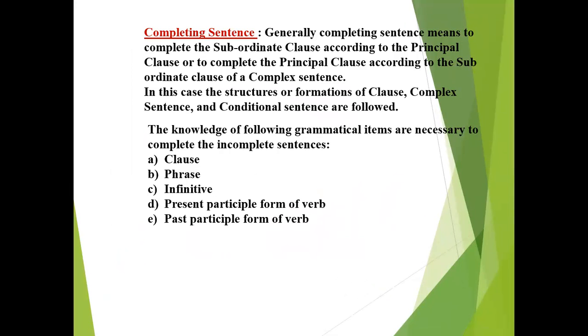The knowledge of the following grammatical items is necessary to complete incomplete sentences. The items are clause, phrase, infinitive, present participle form of verb, past participle form of verb, etc. Actually, you have clear ideas about clause, phrase, infinitive, and conjugation of verbs to make an incomplete sentence complete.